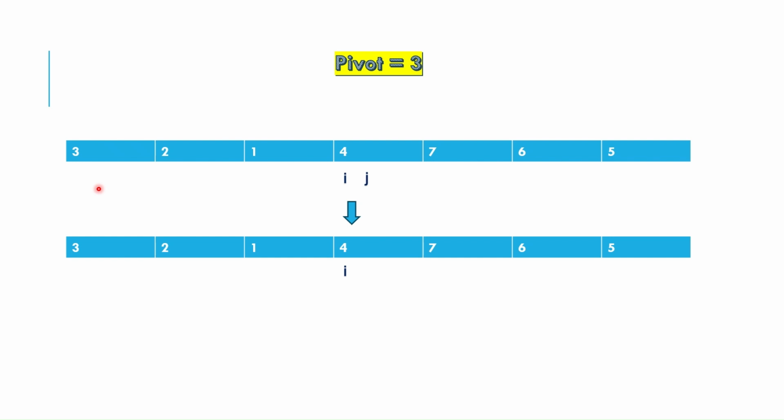Okay. So now I is in the position of 4 and J is in the position of 1. If you observe here, I crosses J.